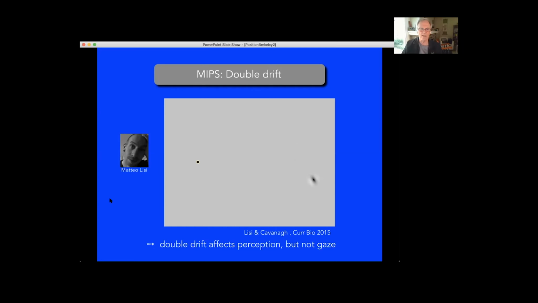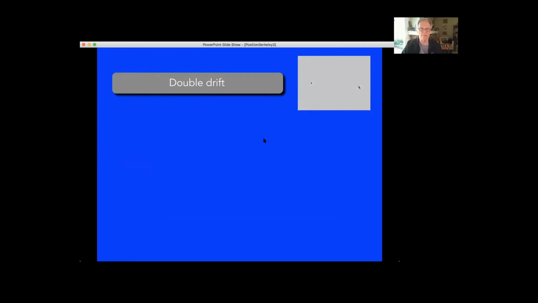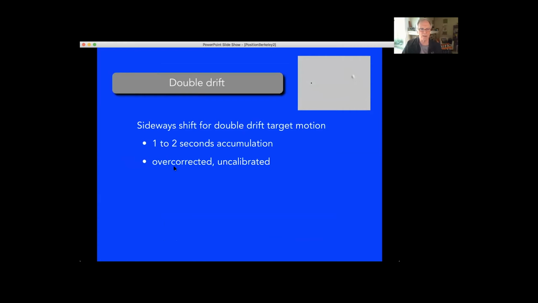And what we found here, what Matteo Lisi found here, is it affects perception but not gaze. It's a sideways shift. The stimulus is moving one way, but the percept slips away more and more, increasingly far, because of the internal motion of the Gabor. And this, unusually for all illusions, accumulates over a second or two. That's a very, very long time constant.